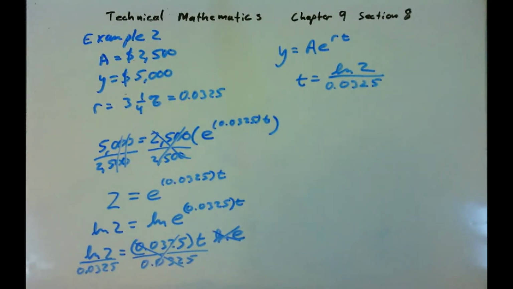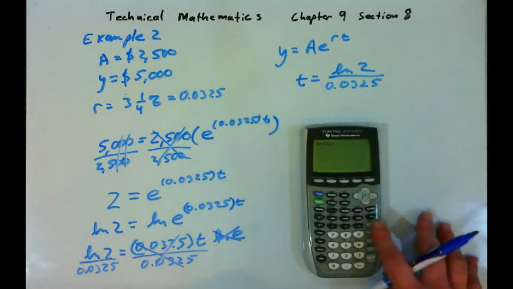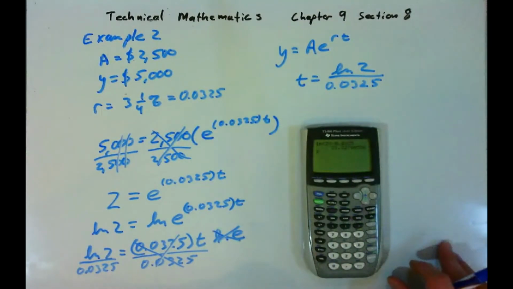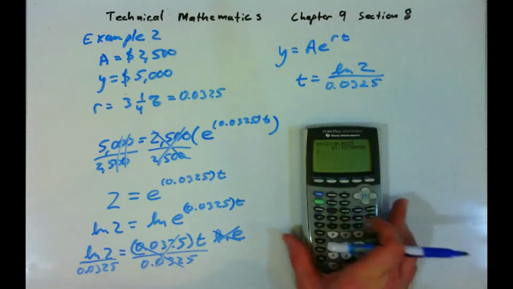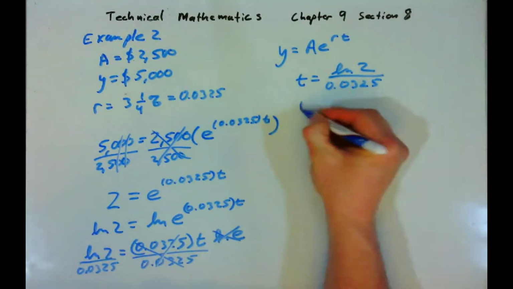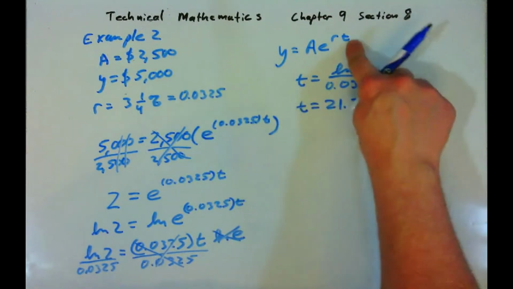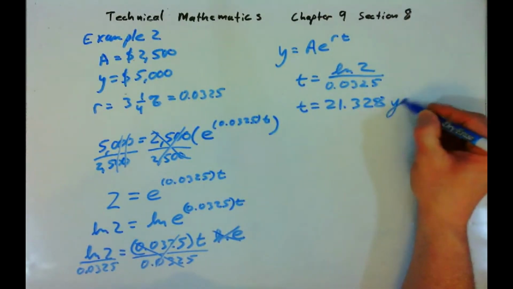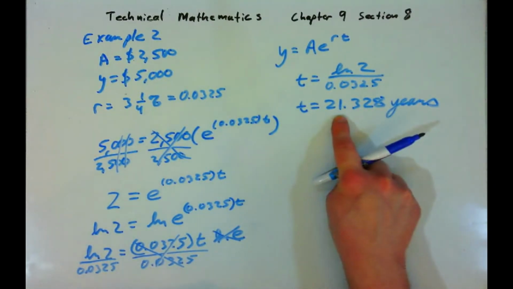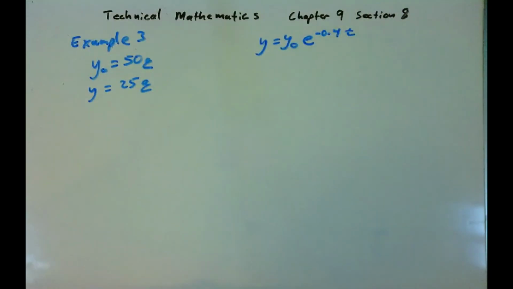And so we can plug this into our calculator. Take the natural logarithm of 2, close parentheses, divided by 0.0325. And we get 21.328. Okay, and t in the formula is measured in years. That is how many years it will take. And so depending on where you round, it's going to take at least 21 years for our money to double in this account.